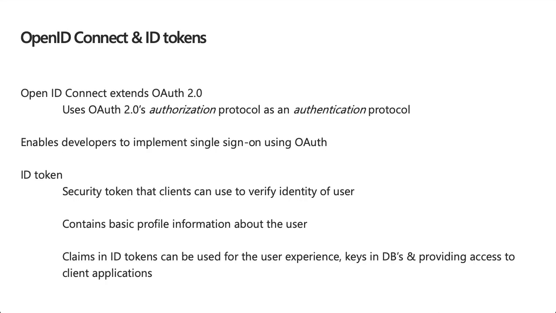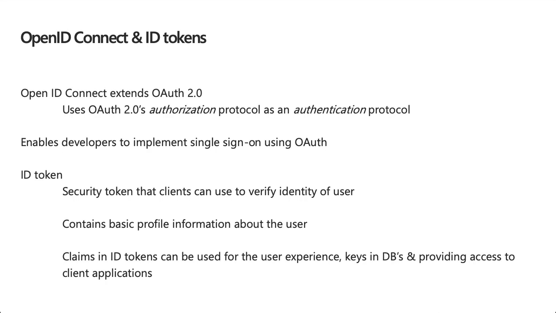Because OpenID Connect extends OAuth 2.0, applications can securely acquire tokens, which can be used to access resources that are secured by an authorization server. The claims included within an ID token can then be used for the user experience within your application, such as keys in a database and providing access to a client application. ID tokens for Microsoft Identity are JSON Web Tokens, or JWTs, pronounced JOT. These ID tokens consist of a header, a payload, and a signature.